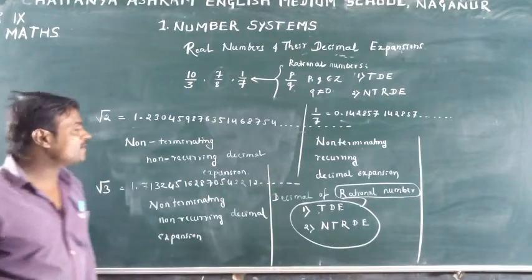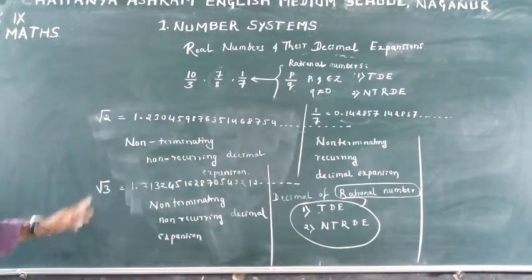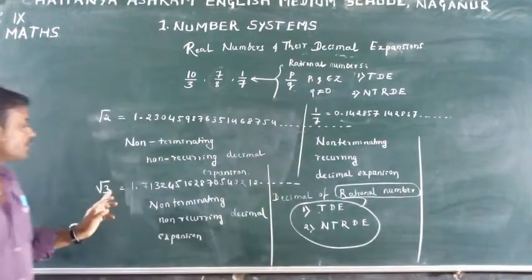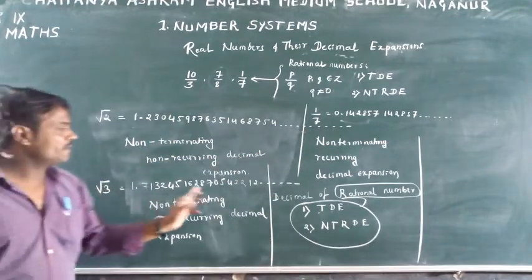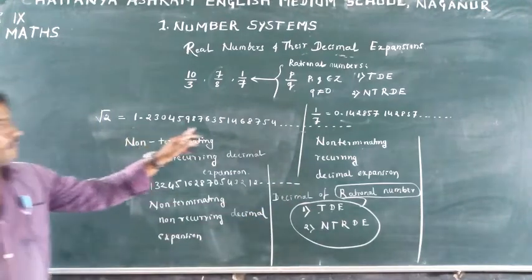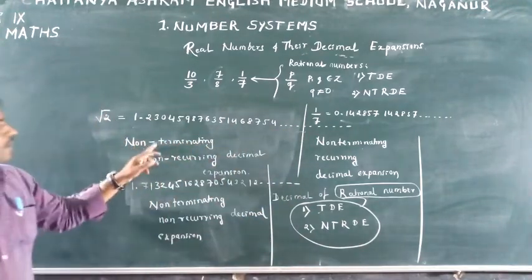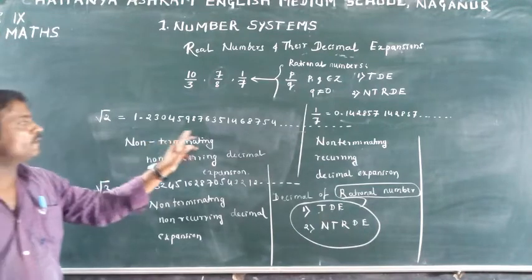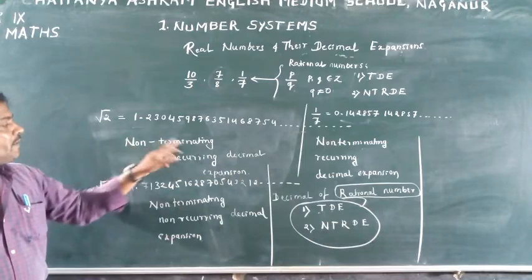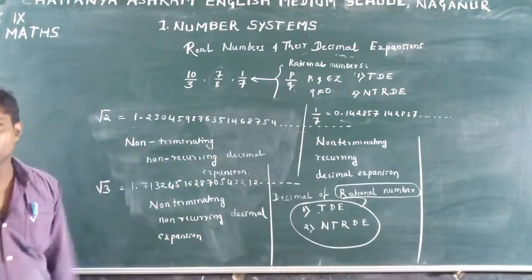The decimal expansion of an irrational number. Yes, this is the decimal expansion of an irrational number. Root 3 is also an irrational number. Its decimal expansion is like this. The division process is not completed, so non-terminating. No digits are repeating, so non-recurring. So non-terminating, non-recurring decimal expansion.